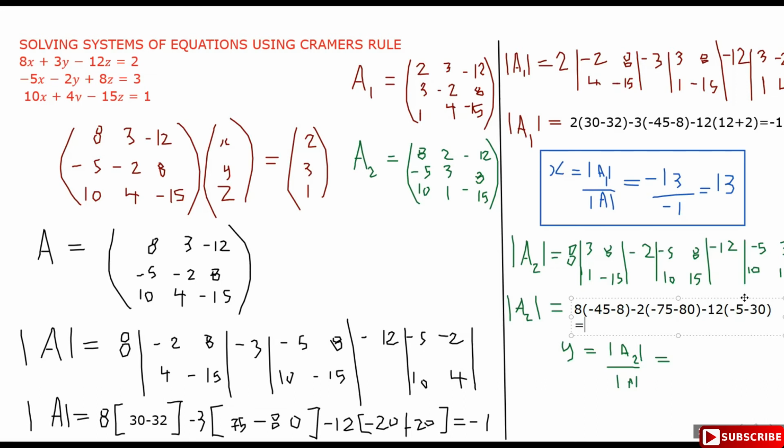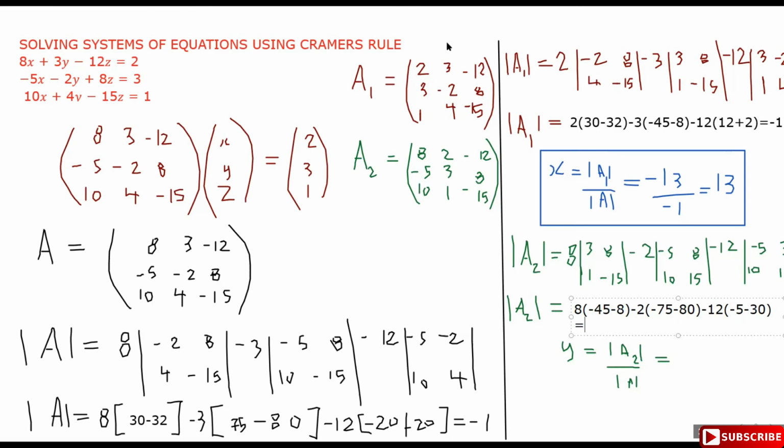All right, so I seem to have made an error somewhere. Let me check again. This is A: 8, minus 5, 10, 2, 3, 1, minus 12, 8, 15. Determinant will be 3, 8, 1 minus 15. This should be minus 45. This is minus 8 times the 8 minus 2 times, cross out this with 2, minus 5, 8, 10.